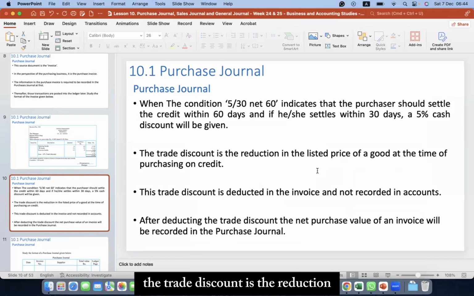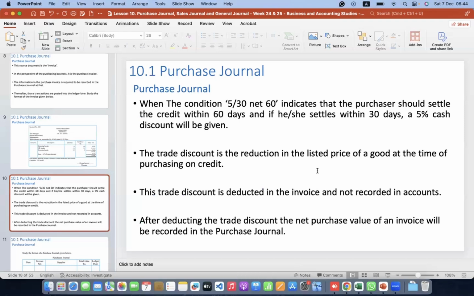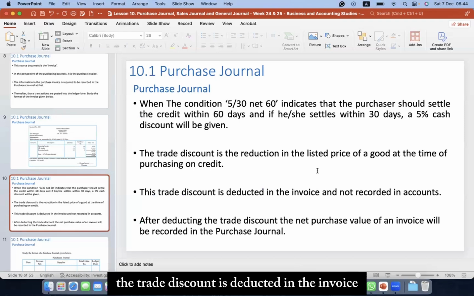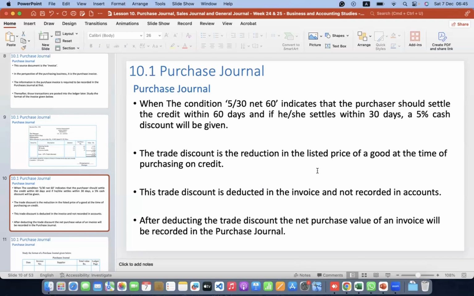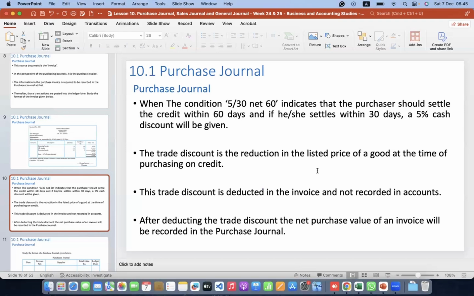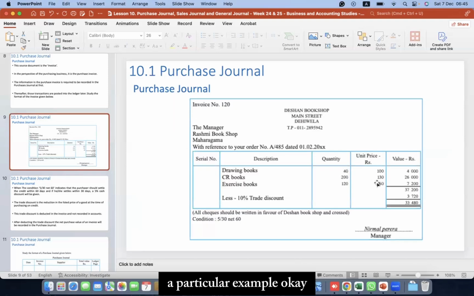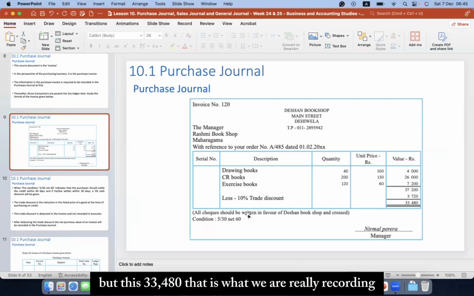Okay. The trade discount is the reduction in listed price of goods at the time of purchase on credit. The trade discount is deducted in the invoice and not recorded in accounts. As I said, it's deducted in the invoice, but it's not recorded in accounts. Okay. After deducting the trade discount, the net purchase value of an invoice will be recorded in the purchaser's journal. So as I said earlier, in this particular example, this 10% trade discount we are not recording it, but this 33,480, that is what we are really recording.